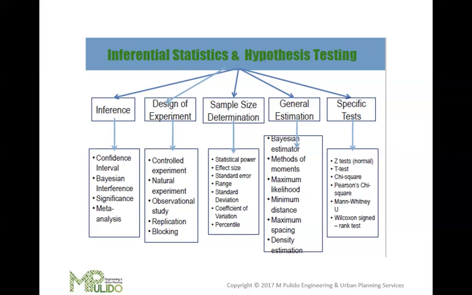Okay, so example is density estimation to determine the probability distribution of a data set. Specific tests, the last one here, these are used to test hypotheses and draw conclusions about the data. So we have z-test, normal. These are tests for the mean of a population when the population variance is known. Example, when you're testing if the average height of students is different from the national average.